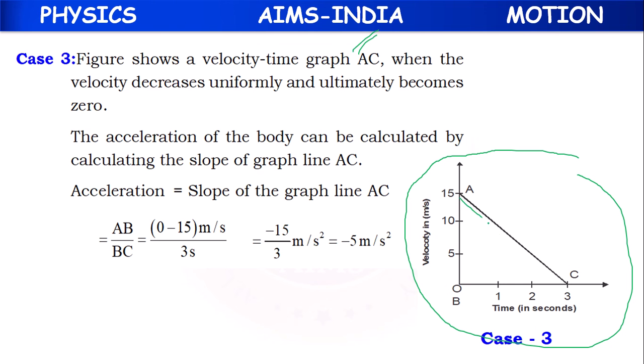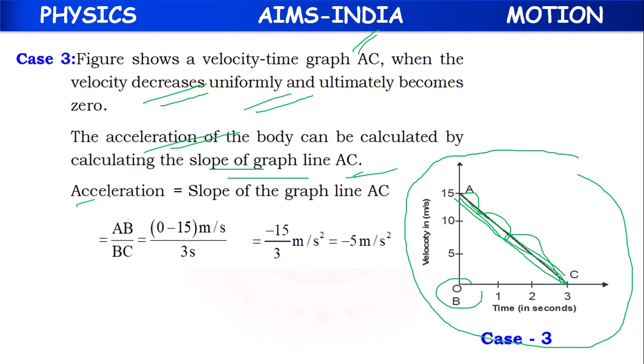So AC is the graph showing velocity time. So the velocity decreases uniformly, 15 to 10, 10 to 5, 5 to 0 uniformly, and ultimately it becomes 0. So in this case also the acceleration can be calculated by slope of graph line AC. This AC is called graph line.